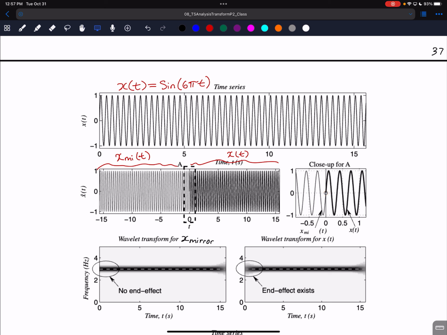Okay, so beneath that is the wavelet transform for this x mirror signal, where the wavelet transform has been computed on x mirror, and then the mirrored portion has just been chopped off in the wavelet transform. And you can see that there are no end effects at the beginning of time. However, there's still end effects at the end of the time, so we still have these end effects here.